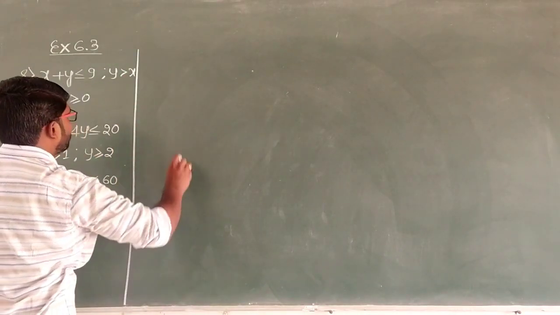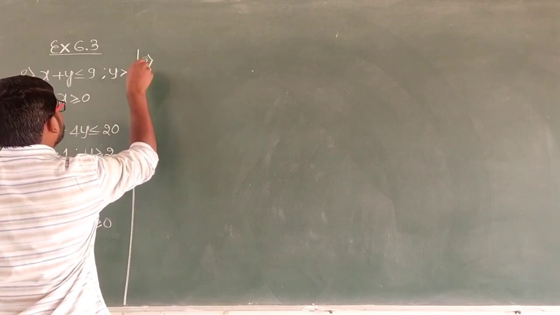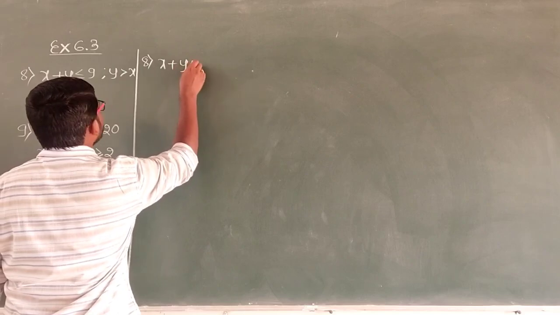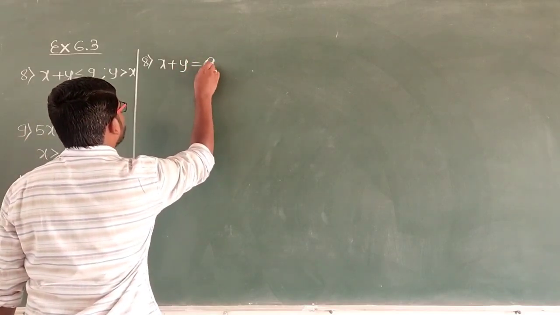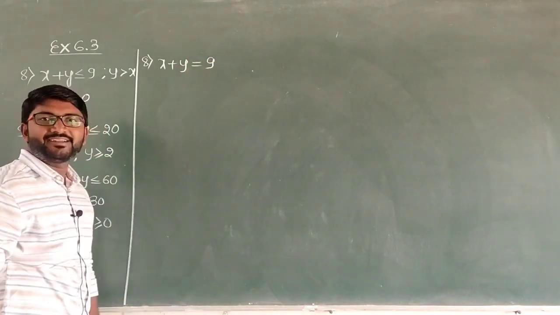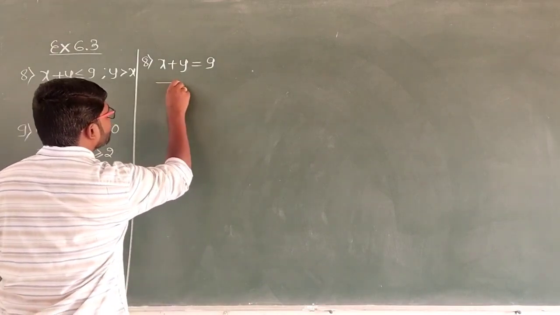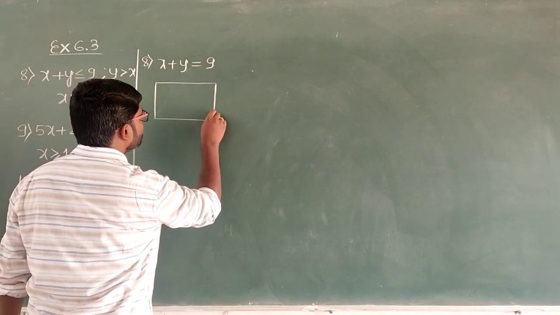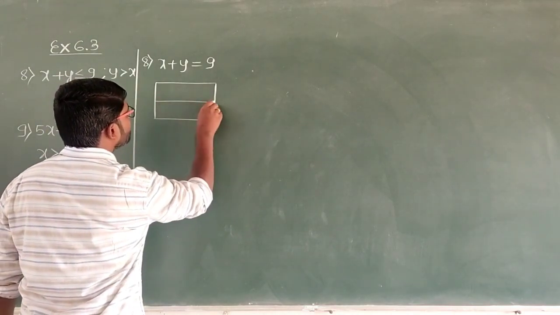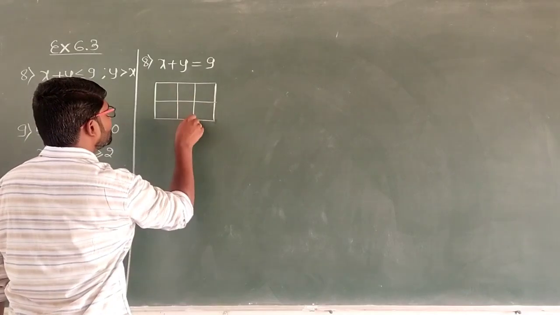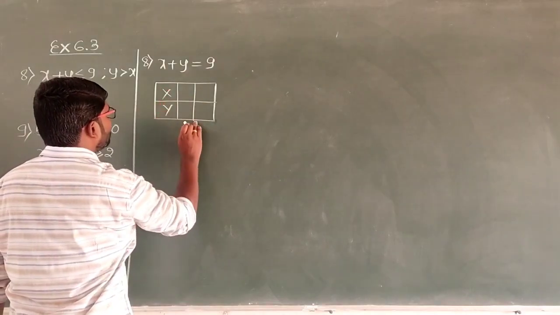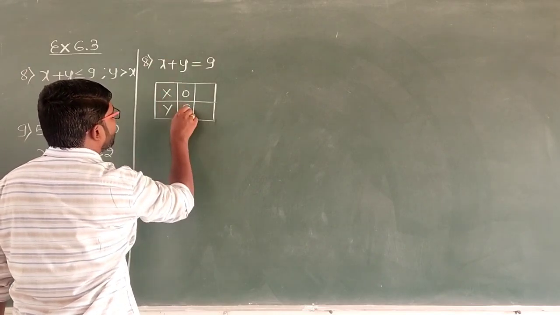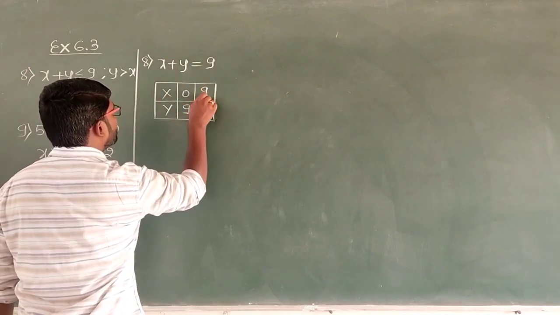First we have to remove the inequality sign and write the equal sign. x plus y equals 9. So for this we have to write the table. x, y. Now when x is 0, we get y equal to 9. When y is 0, we get x equal to 9.